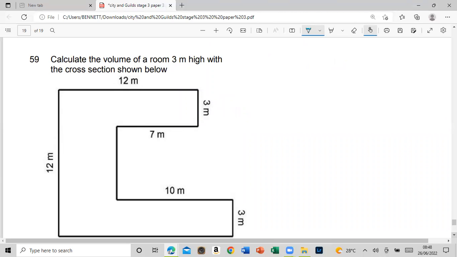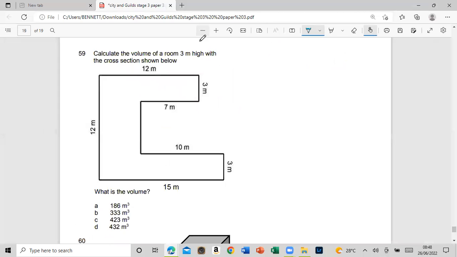Calculate the volume of the room 3 meters high with the cross section shown below. Alright, so this one is challenging. Let's go. What I'm going to be doing is completing the shape, so I'm going to make some extension. I will need to find the area for this shape. You can do it 2 ways, and this is my favorite: let's make a complete thing. So this is a 15, this is a 12, and that will be 3. And this is a 12.